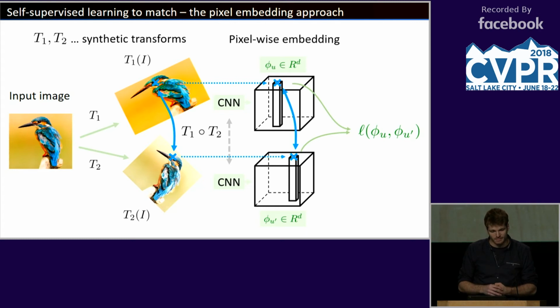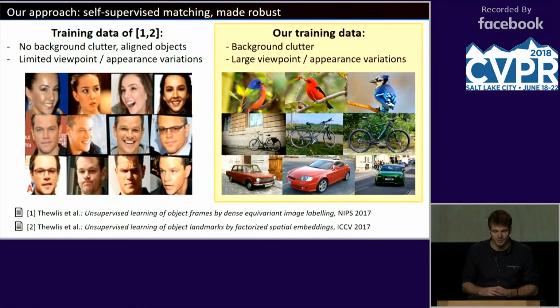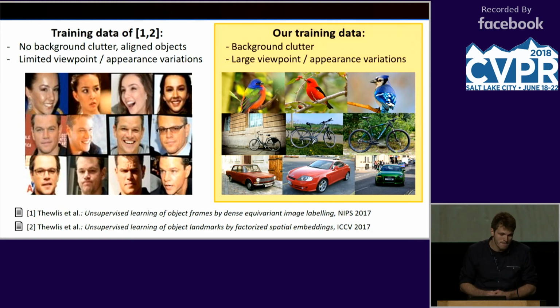So basically, this kind of architecture was already used before, but this was only used for data sets which were not having too much background clutter or limited viewpoint and appearance variations. In our case, the main contribution is that we essentially extend the approach for data sets with a lot of viewpoint variations, appearance variations, and a lot of background clutter.